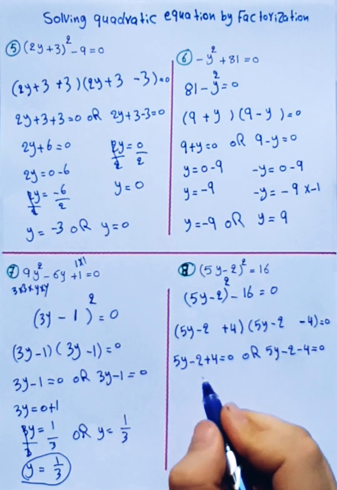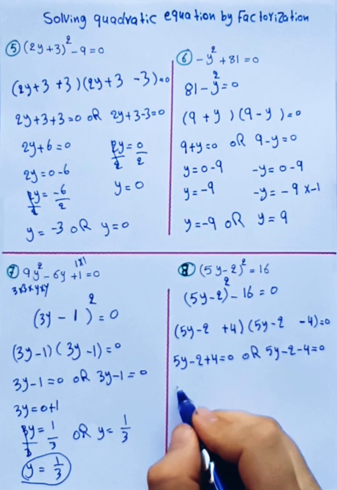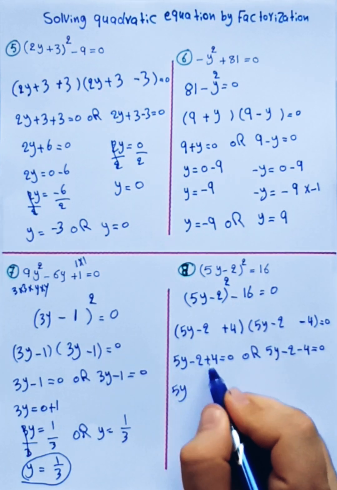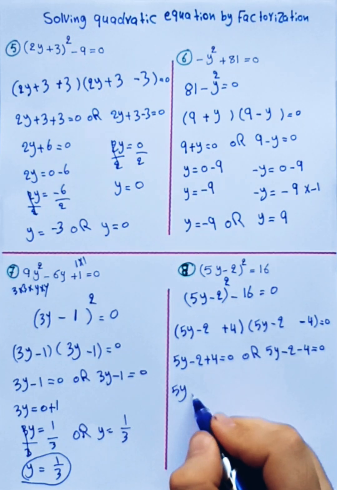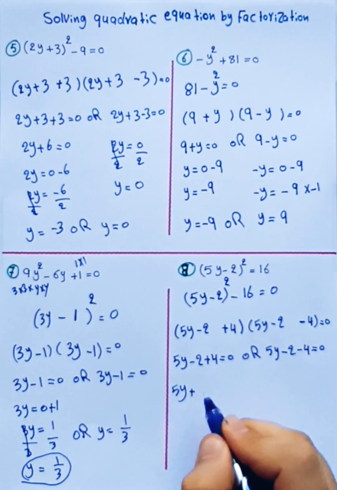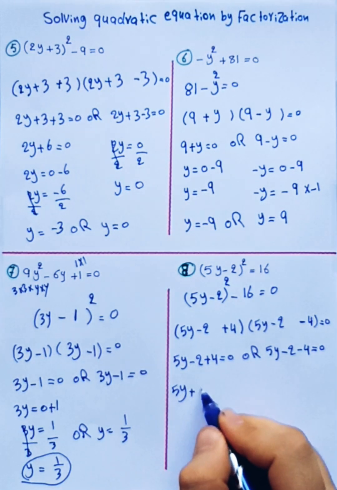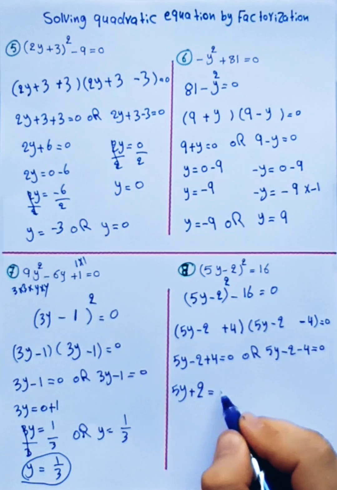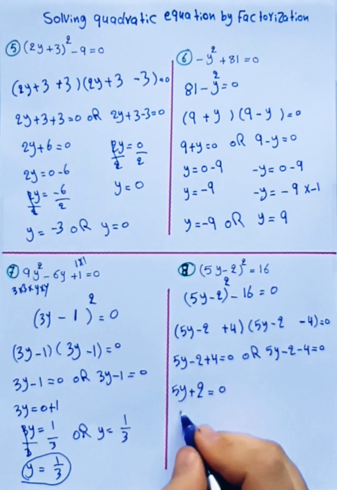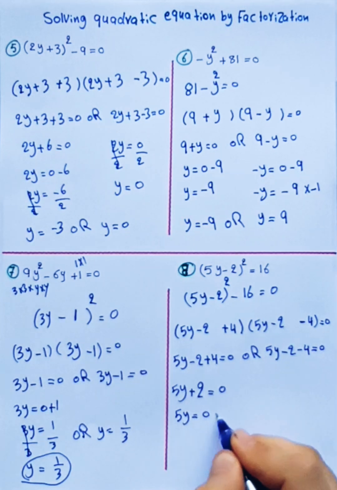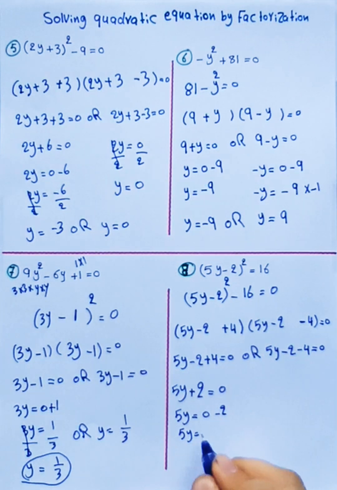After that, we can simplify. Negative multiplied by positive is negative. You have to subtract these two numbers. 4 minus 2 equal to 2. We have to write the sign of the large number, positive 2 equal to 0, and then we have to change the place of positive 2 to the right side. 5y equal to 0 minus 2, 5y equal to minus 2, and then you have to divide both sides by 5. So y equal to negative 2 out of 5.